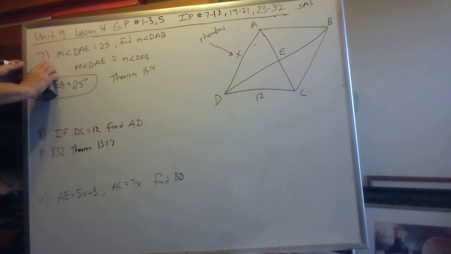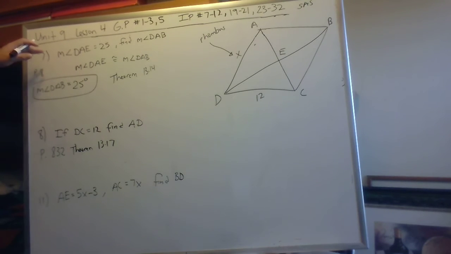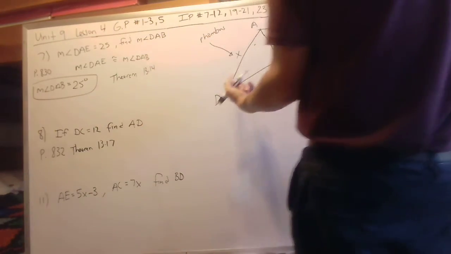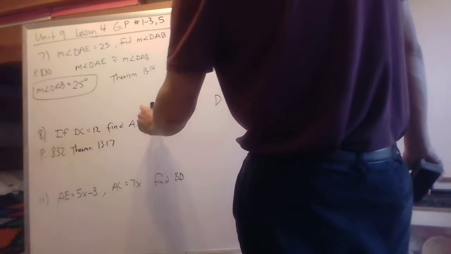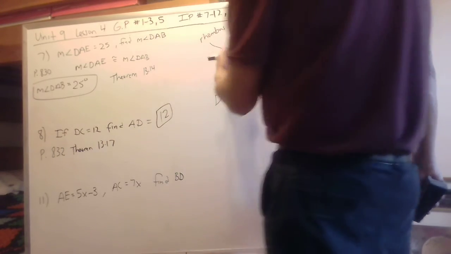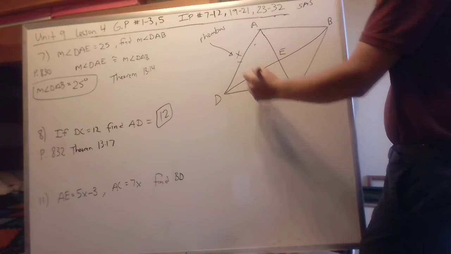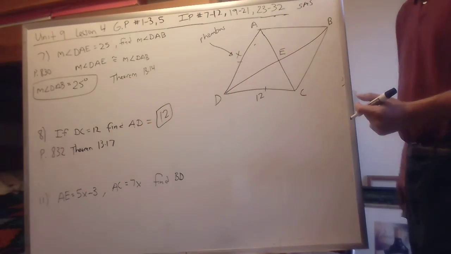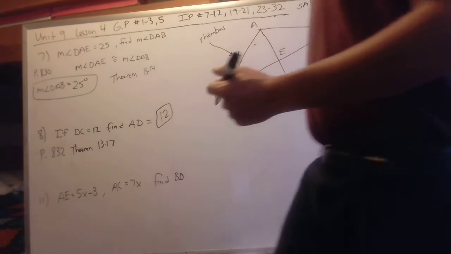And I'm sorry, I must have read the page wrong. For number 7, the page is actually 830, but the theorem is correct. It's in the section that we're going over. So essentially, AD is going to be congruent to DC. So it's going to also equal 12 because these sides are congruent in a rhombus according to theorem 13.17.